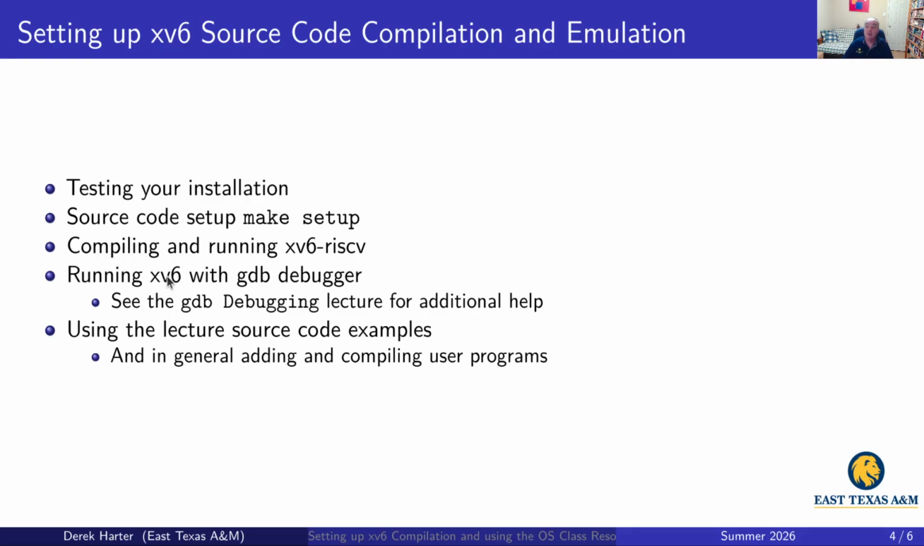Then we're going to do the source code setup to get the xv6 RISC-V source code, and then I'll show an example of compiling and running it. I'll also show compiling and running it using the GDB debugger, so you can actually get into it with a debugger, run the operating system kernel code, and step through it. And then I'll show, using the lecture source code examples, how you get those in and compile them if you want to do things.